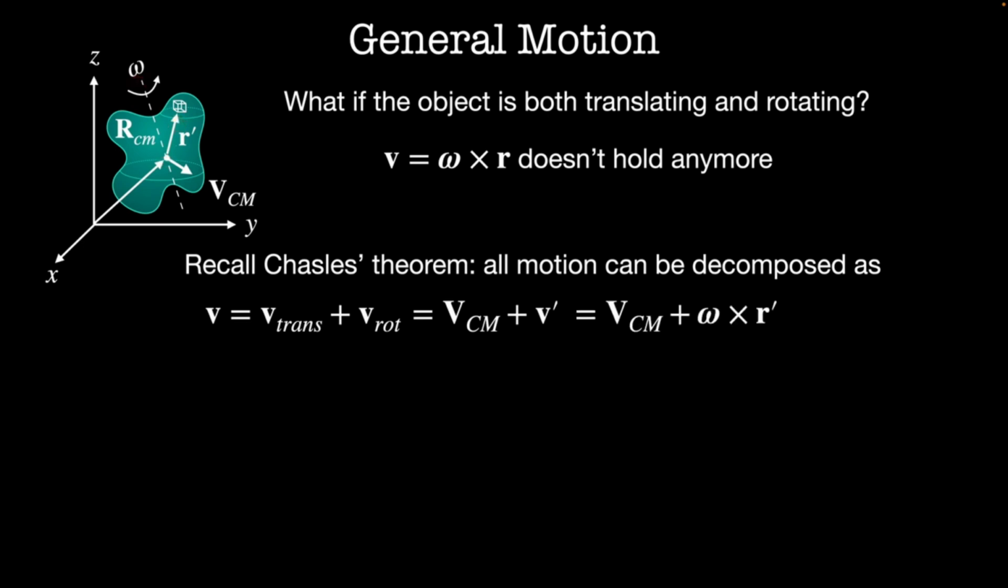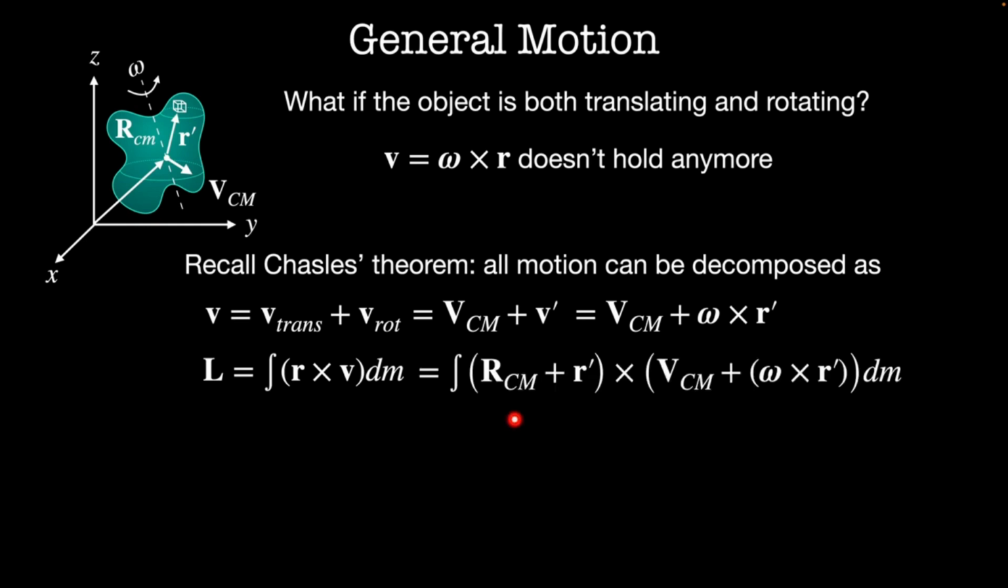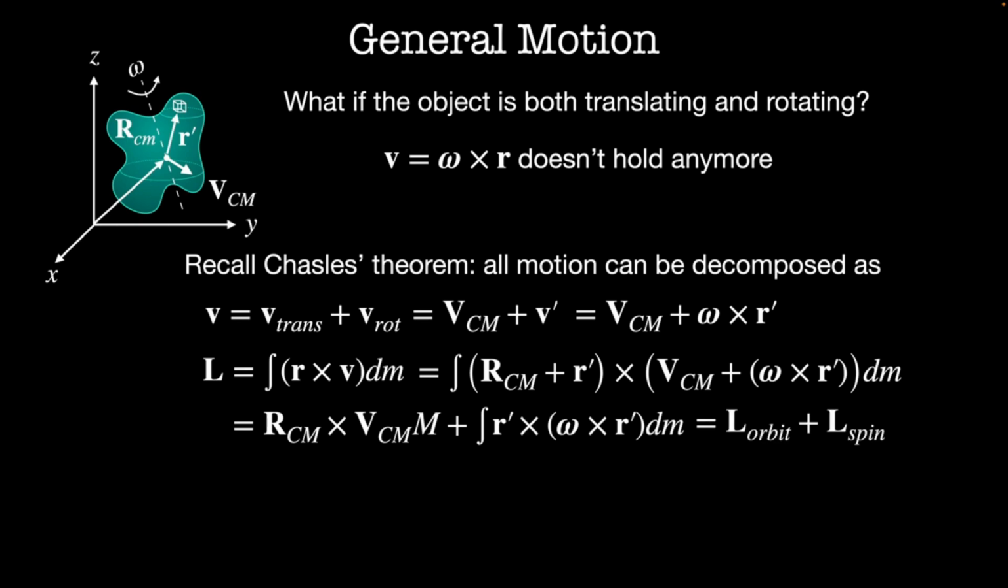So the velocity of our mass element is now given by vcm plus omega cross r prime. This definition lets us expand the total angular momentum, or the integral of r cross v times dm, as the integral of rcm plus r prime cross vcm plus omega cross r prime, integrated over dm. When we group terms, we get rcm cross vcm times the total mass plus the integral of r prime cross omega cross r prime integrated over dm. This term here is the angular momentum that we just derived for our object rotating about an arbitrary axis that's fixed to the origin. So again, we discover the familiar decomposition that the angular momentum can be written as an orbital component plus a spin component.